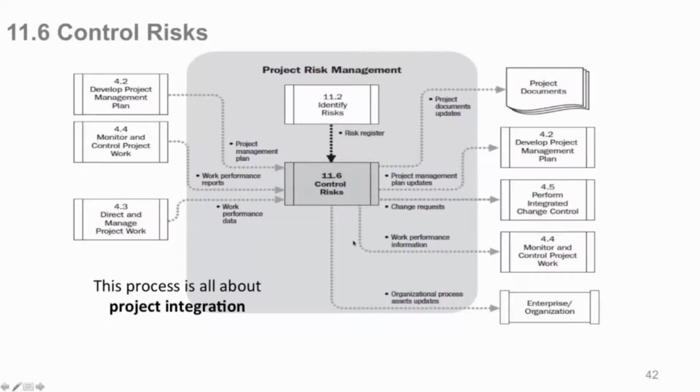Work performance information that you would aggregate and send out to the appropriate parties according to your communication plan and your stakeholder management plan goes into monitor and control work. That's where you monitor and control the work based on the work that was done in 4.3, which is over here. That's where your data comes in, so your information comes out and goes over there. And organizational process assets are updated, so we'll see that.